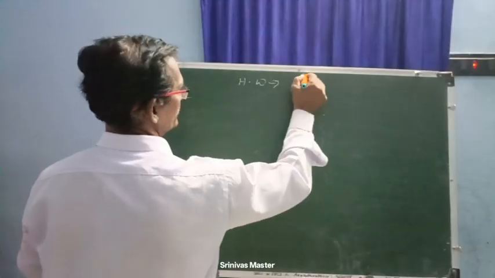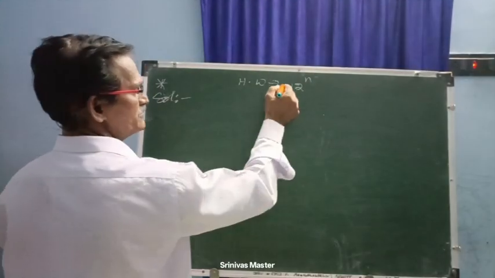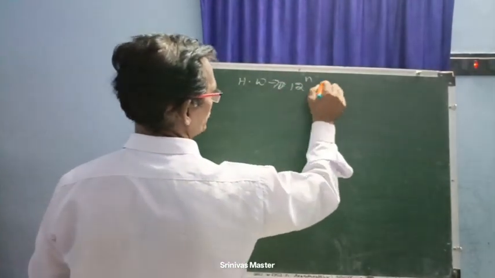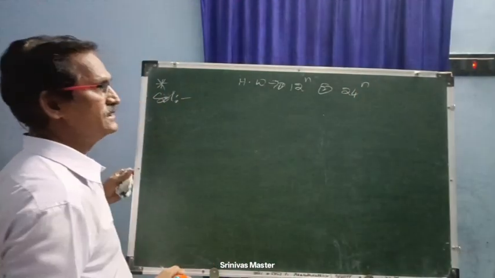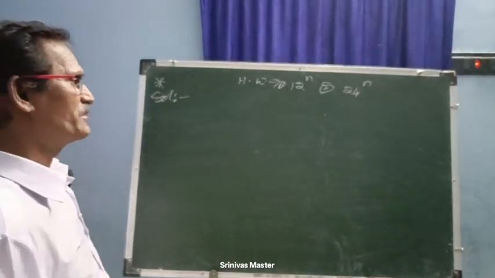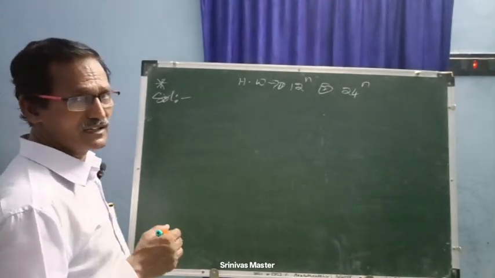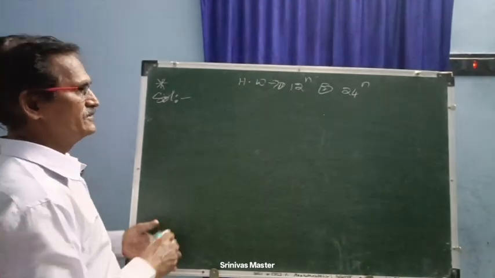One problem is 12 to the power of n, and the second problem, simply take 24 to the power of n. Check whether 12 to the power of n and 24 to the power of n end with 0 or not. Just to check yourself. Okay, children?